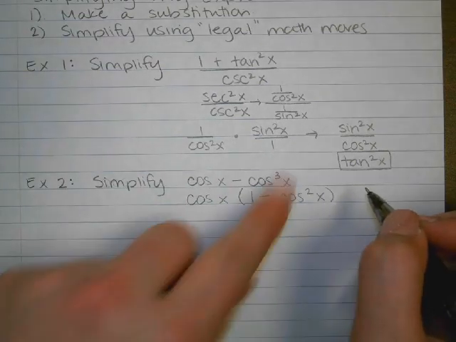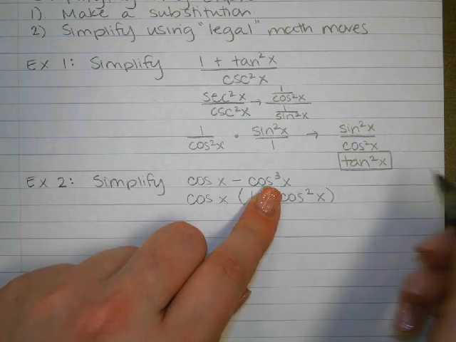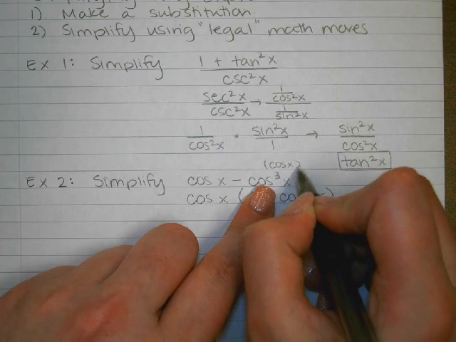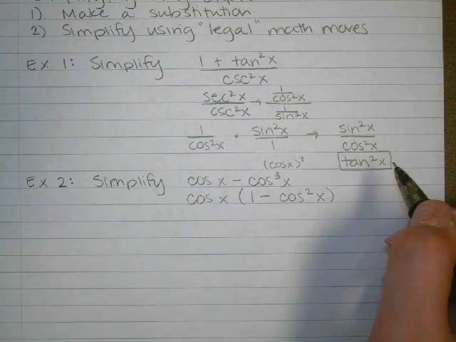So if you guys recall, cos to the third x means that I have cos times cos times cos. It's the same thing as writing cos x to the third. So you're welcome to write it that way if that helps you think of it better.